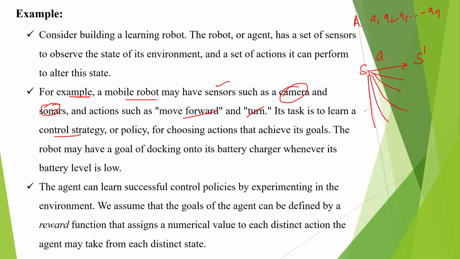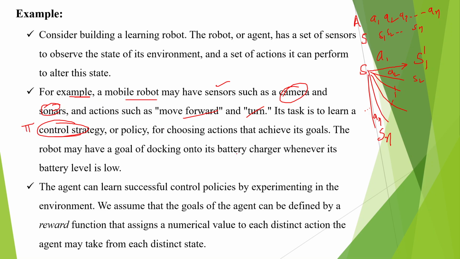And here also, performing A1 results in say S1, performing A2 results in S2, and in such a way, performing AN results in the state Sn. So all these are possible states: S1, S2 and so on up to Sn. We call this set the states set, and we denote it with capital S. So the task over here is to learn a control strategy. Usually we denote this control strategy with pi.